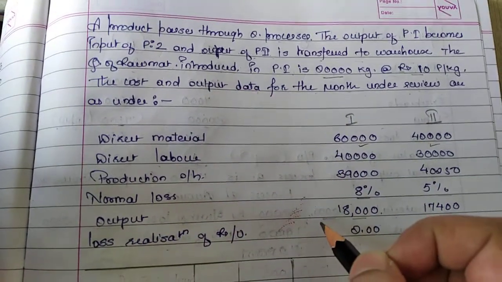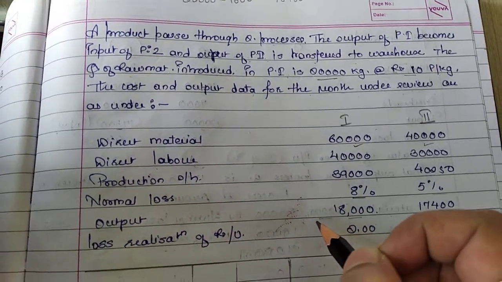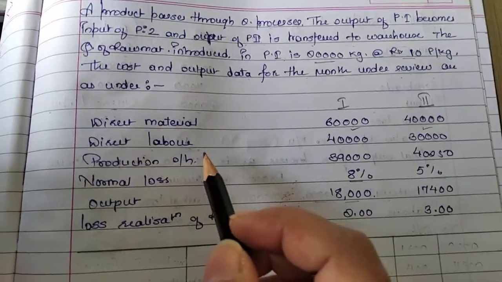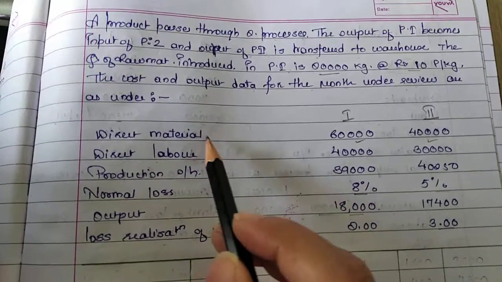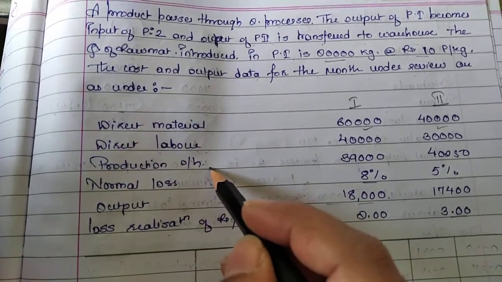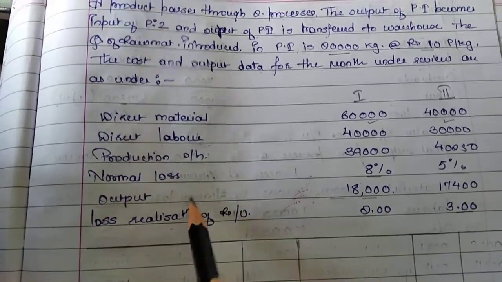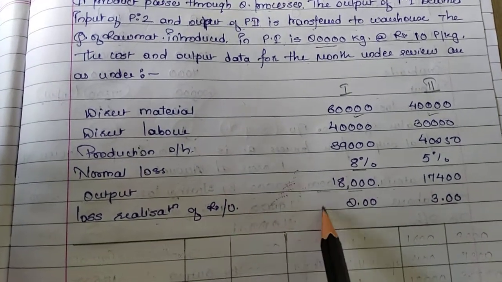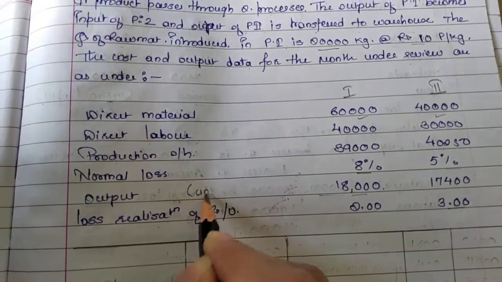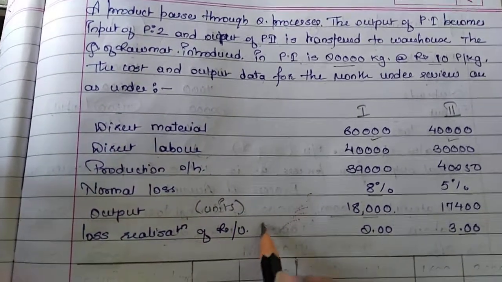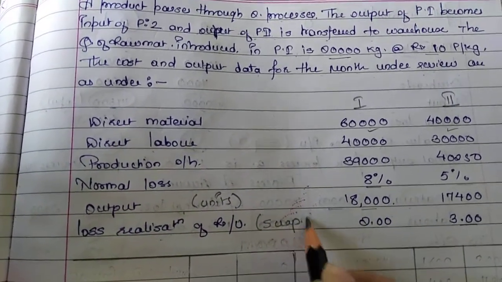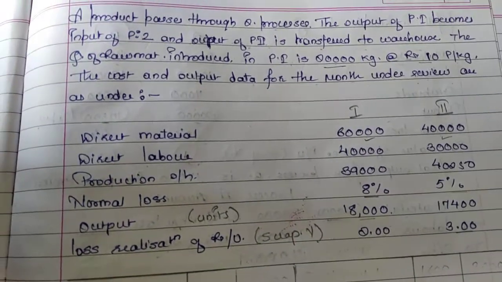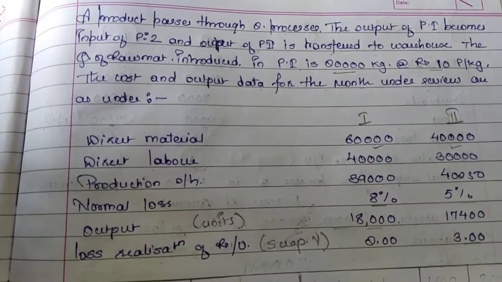So we have these details for a particular month of two processes, that is process 1 and process 2. The different details that are available over here are direct material, labor, production overheads, normal loss, output and loss realization, rupees per unit. Our outputs are in terms of units, okay, and this is your scrap value. Okay, so we'll now start solving our process account.